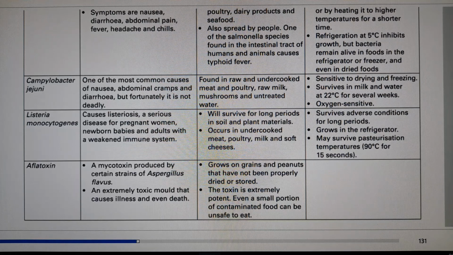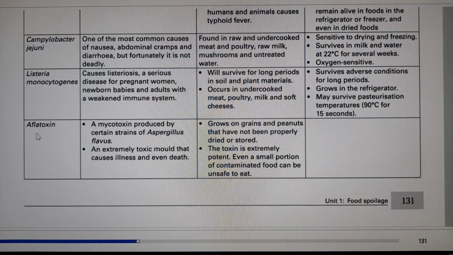And the next one, which is the last one, is aflatoxin. Aflatoxin is a mycotoxin produced by certain strains of Aspergillus flavus, an extremely toxic mold that causes illness and even death.